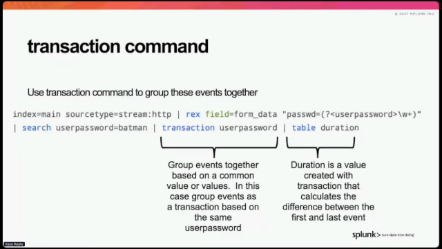I mentioned the transaction command, so I want to break this down a little bit. This gives us an easy way to group events together based on one or more fields. It's going to return a field called duration, and that calculates the difference between the first and last event in a transaction. Now, a transaction is defined by the common value or values specified.